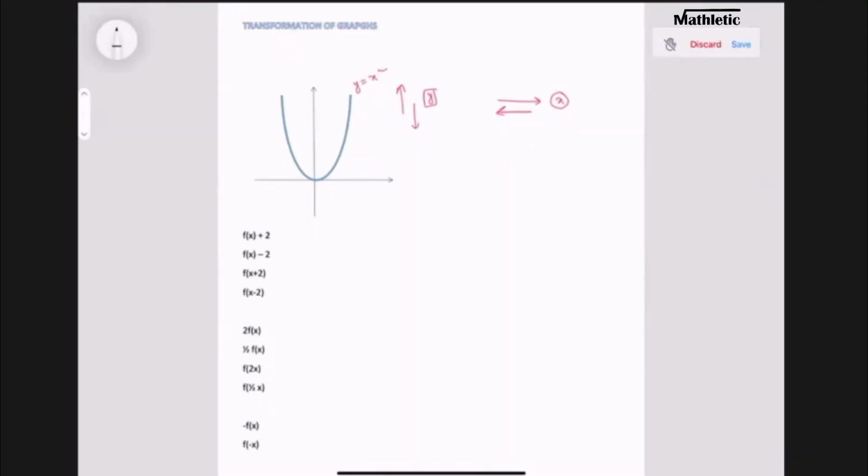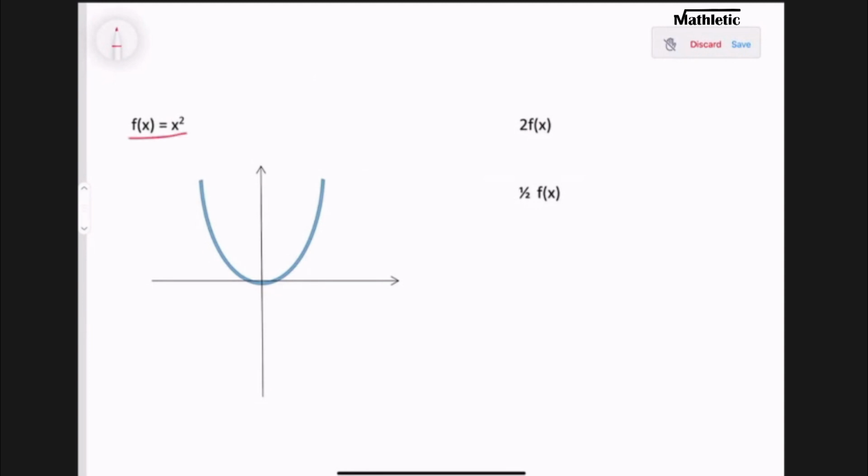We have covered this portion, which is translation. You are adding or deducting something with the y or something related to x. Now we will go to this section where you are multiplying something with the y coordinates or the x coordinates. So this was plus or minus, but now it's multiplication or division.